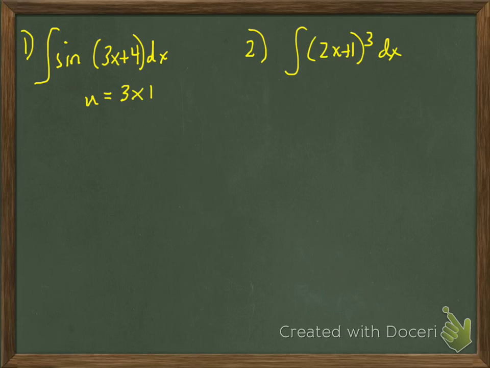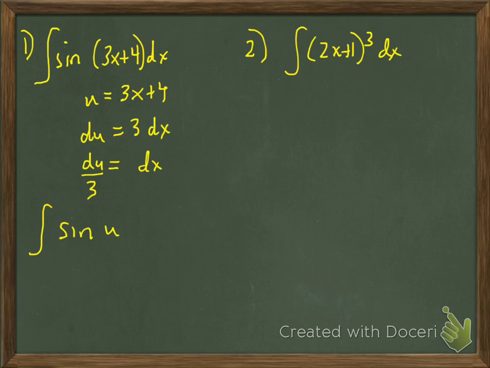So I'm going to let U equal 3x plus 4, du equals 3 dx, solve for dx. Then you substitute sine of U, substitute the dx, du over 3. Once you have all u's, you can integrate. Integral of sine is negative cosine. And you replace your u with 3x plus 4.